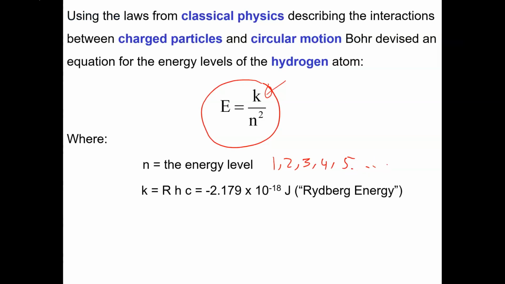Okay. So that's really it. So this k has the value of minus 2.179 by 10 to the minus 18 joules. It's often referred to as the Rydberg energy. Sometimes k is given another symbol. For example, in ALEKS, I think they give the symbol Ry for the Rydberg energy. So they'll give it that symbol, but it's the same thing.